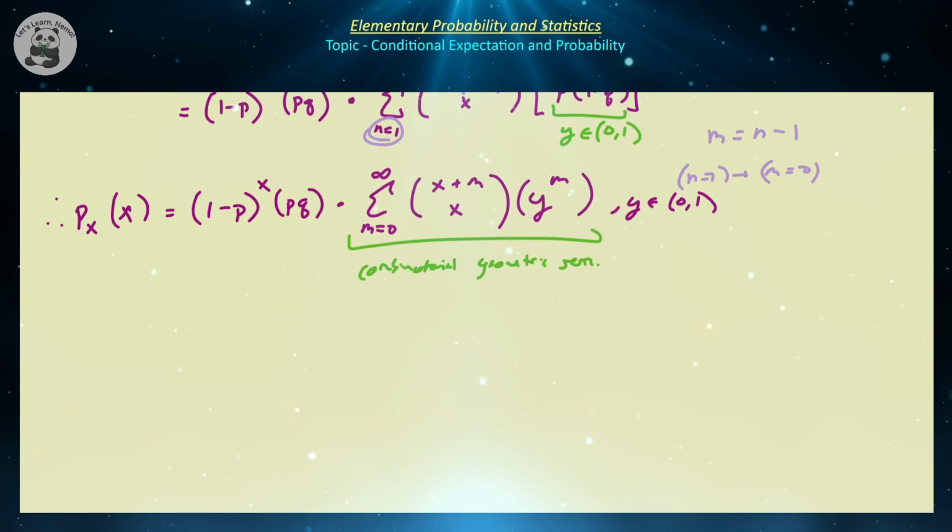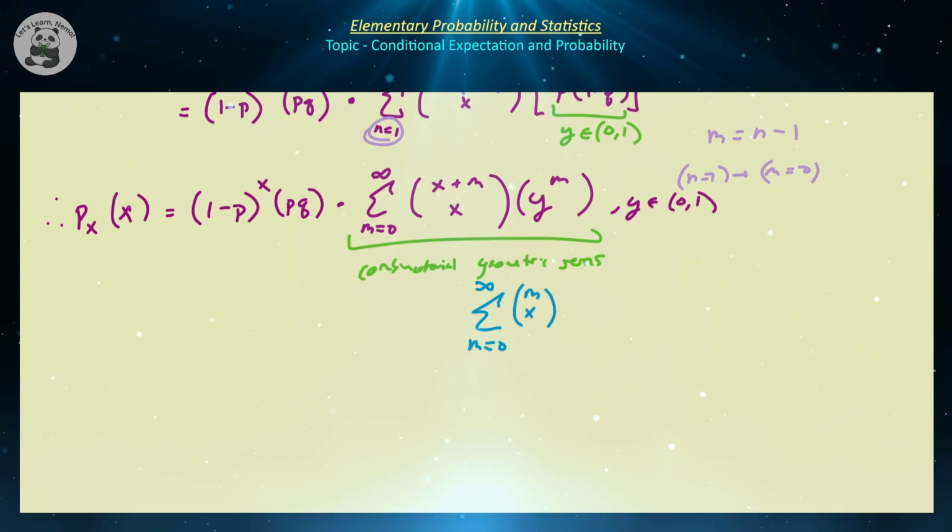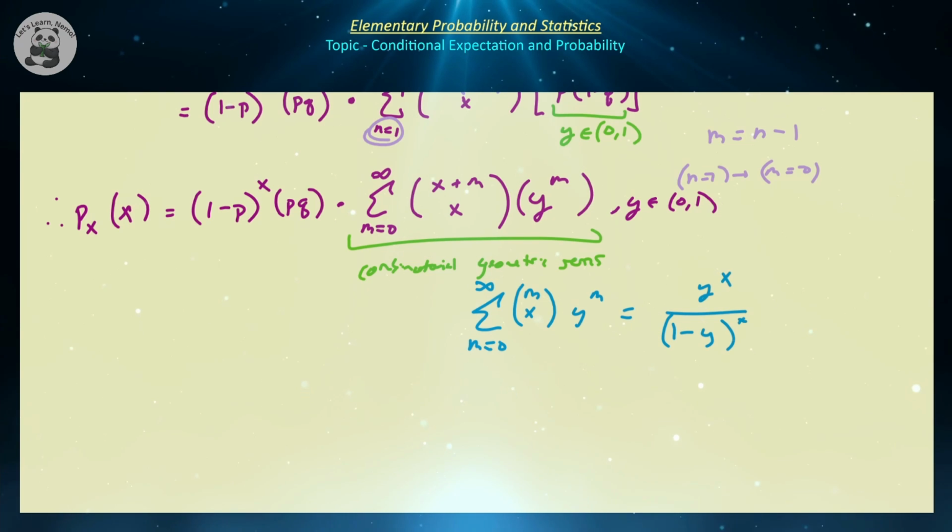geometric series. And one of the identities that you definitely should know about combinatorial geometric series is the following. In particular, the sum over m from 0 to infinity of (m choose x) times y^m is actually equal to y^x over (1 − y)^(x+1). This is a very important identity. So notice that the only thing that's really missing is we're missing the x plus m, and the only thing that really changes is the numerator of that term.